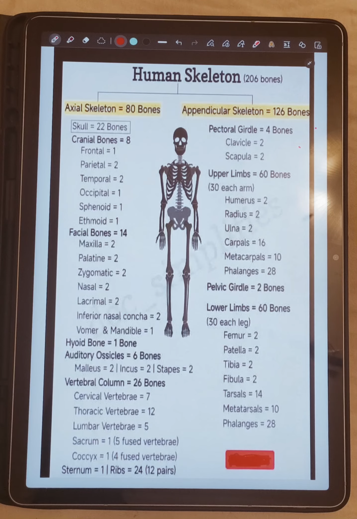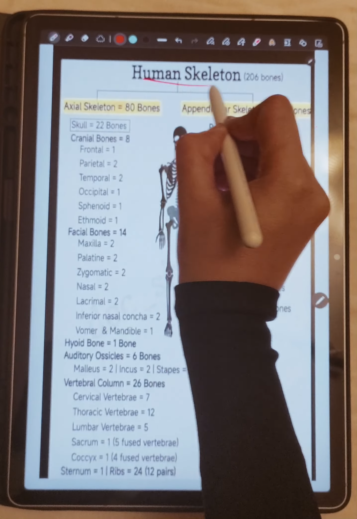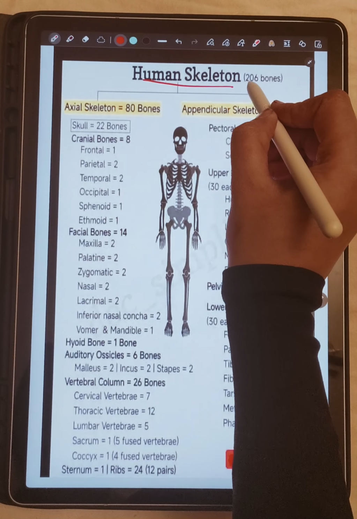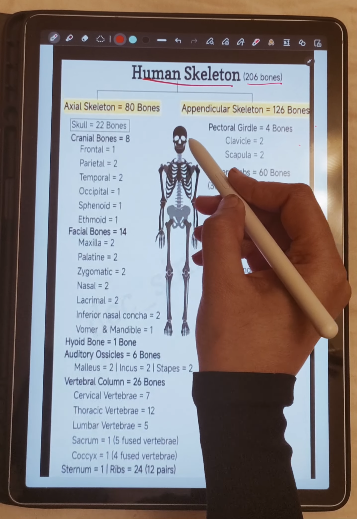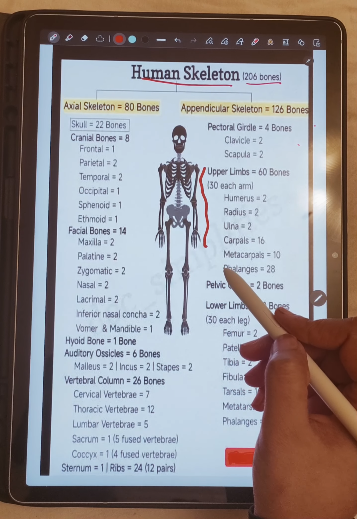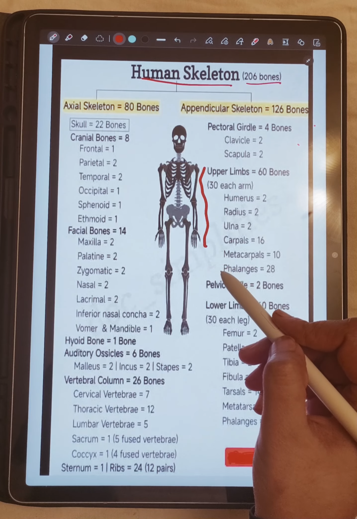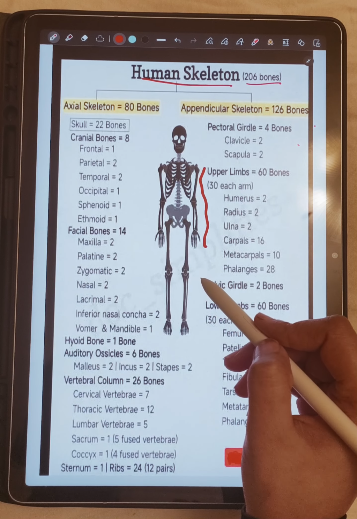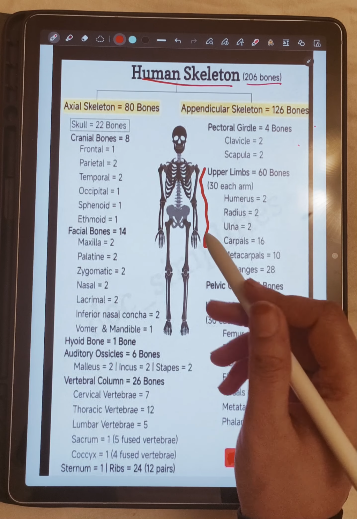Hi everyone, today I will explain the human skeleton system. The human skeleton system consists of 206 bones. The skeleton system is the framework of bone and cartilage that supports the body, protects vital organs, allows movement, stores minerals like calcium and phosphorus, and produces blood cells in the bone marrow.